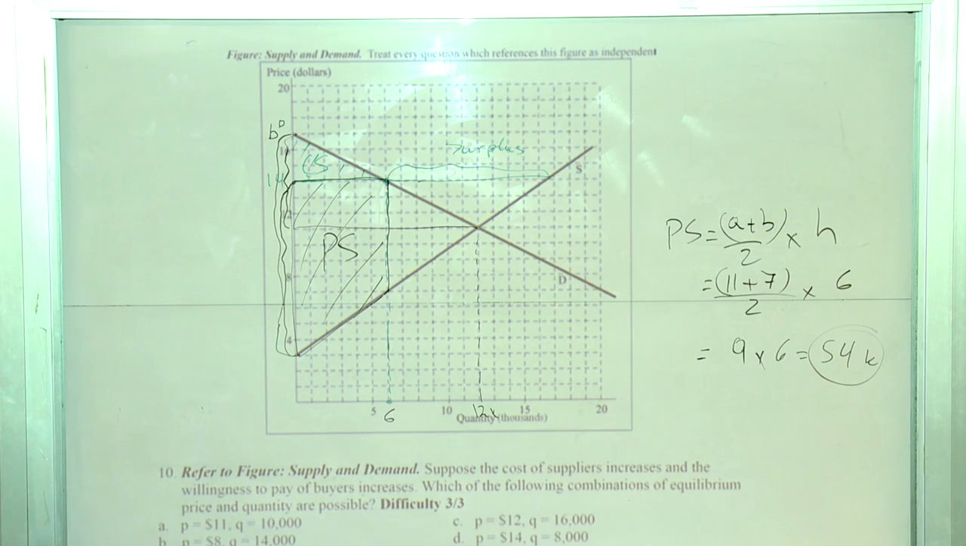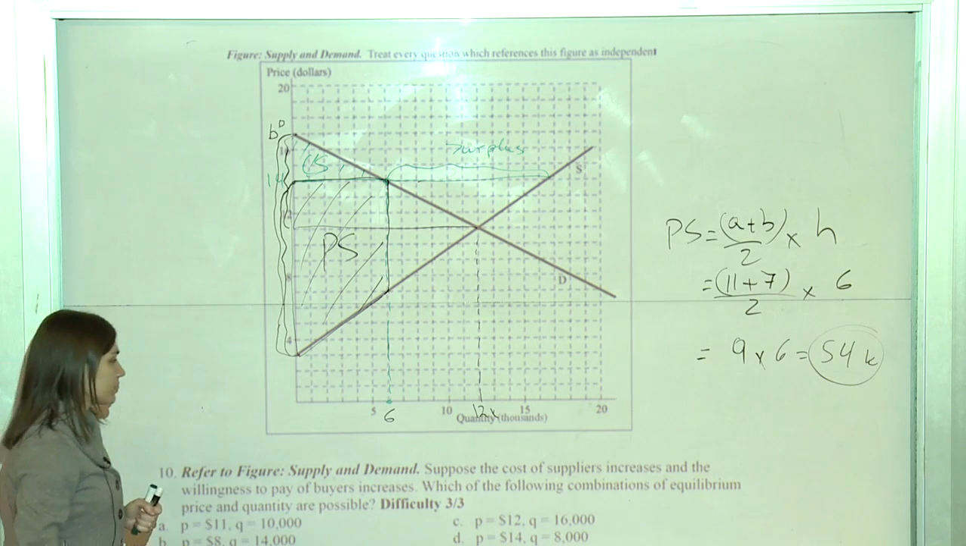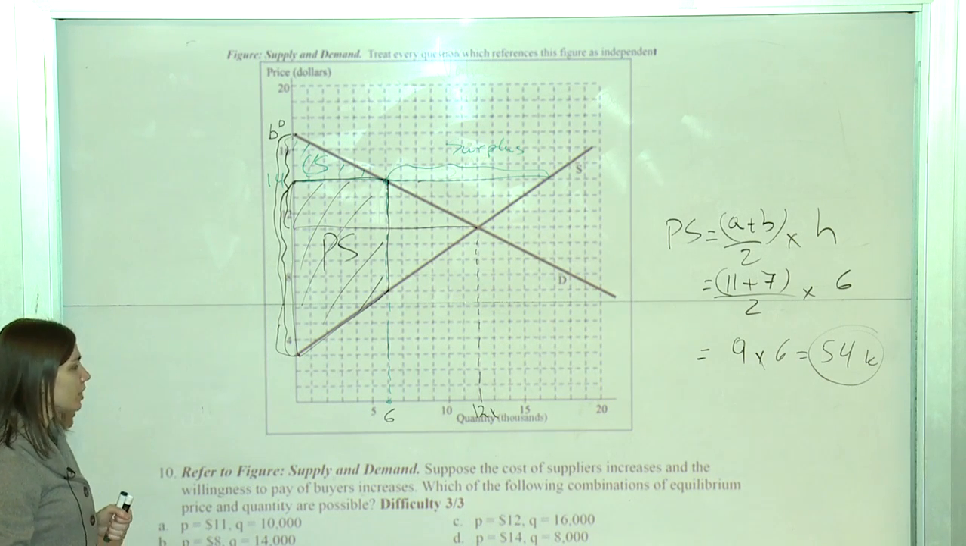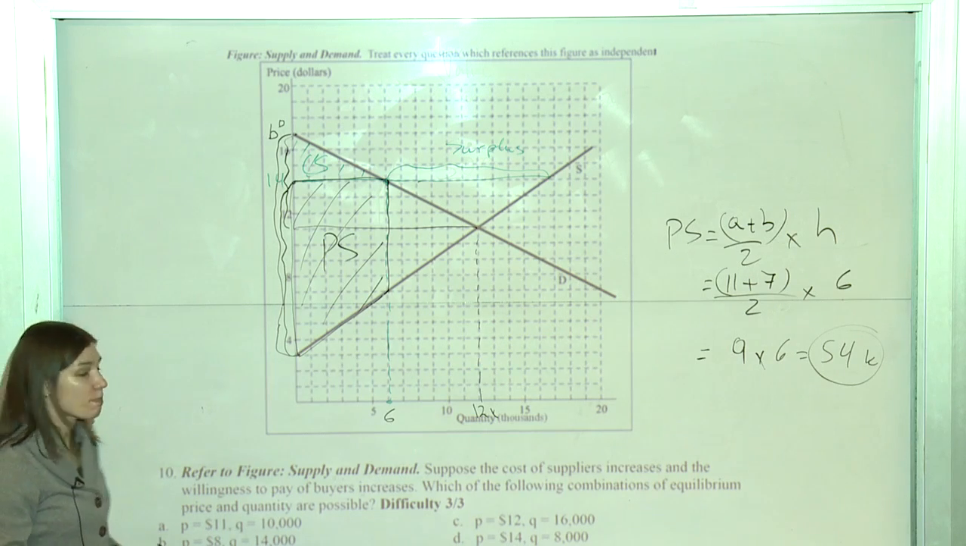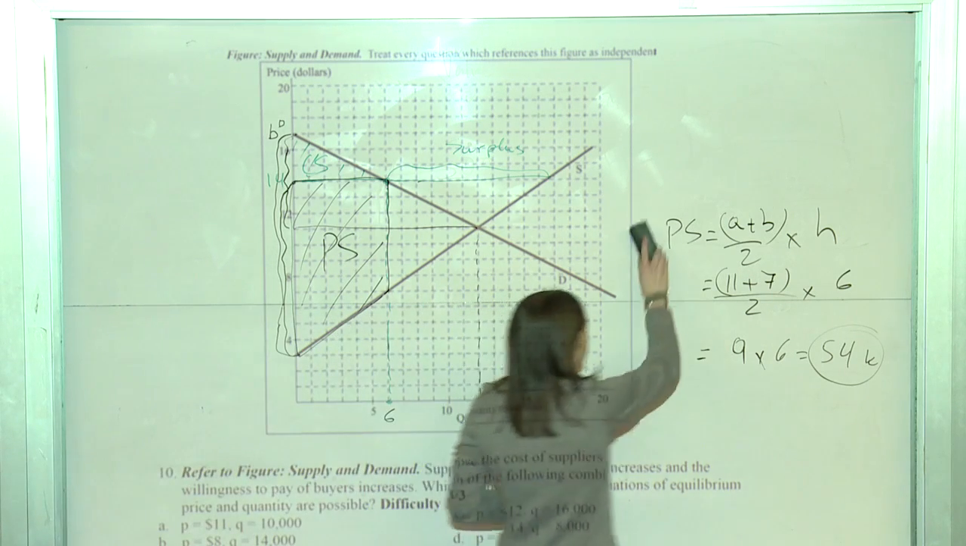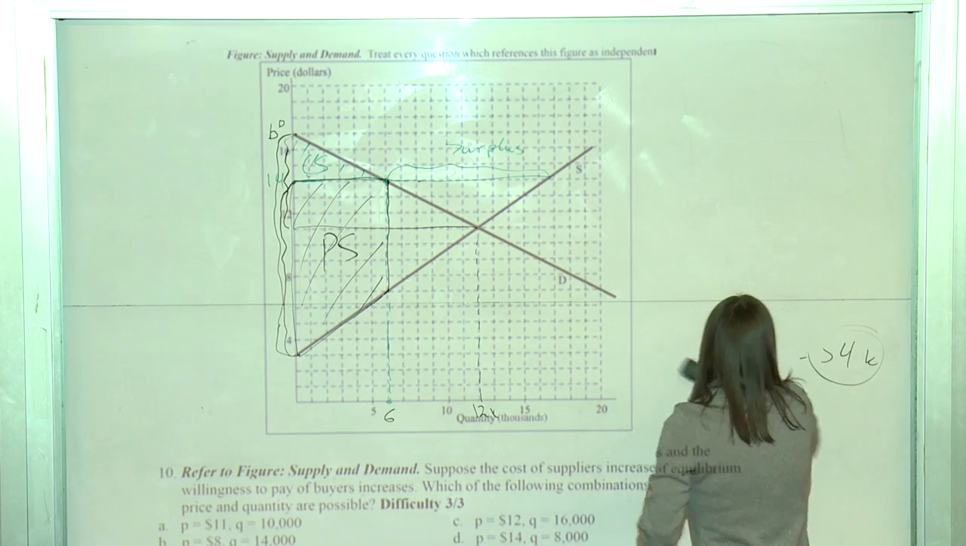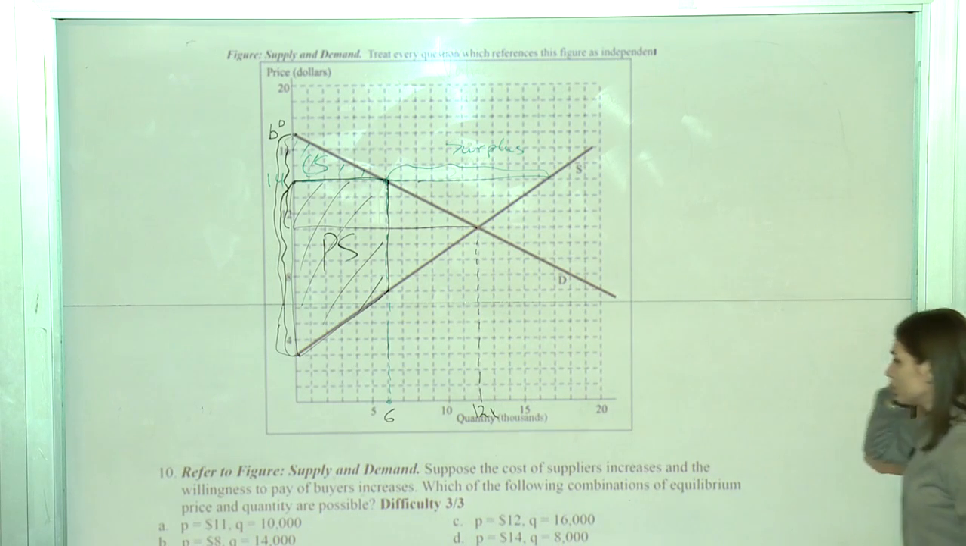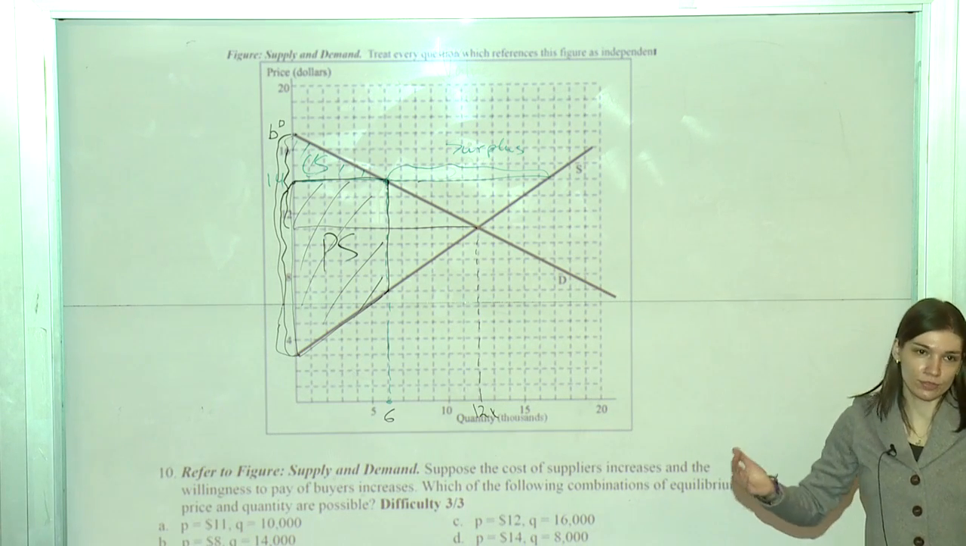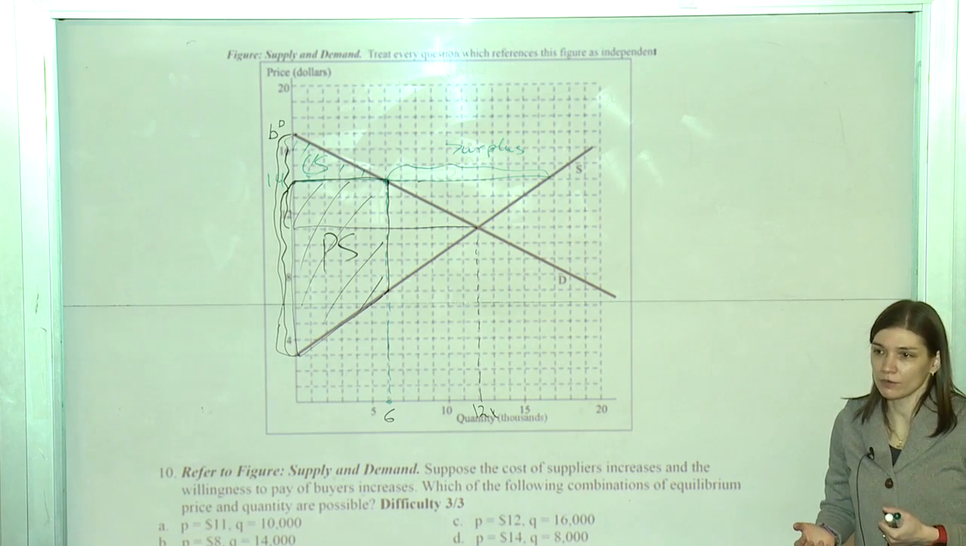Suppose the cost of suppliers increases and the willingness to pay of buyers increases. Which of the following combinations of equilibrium price and quantity are possible? So basically we have two shifts, one in the supply and one in the demand curve.